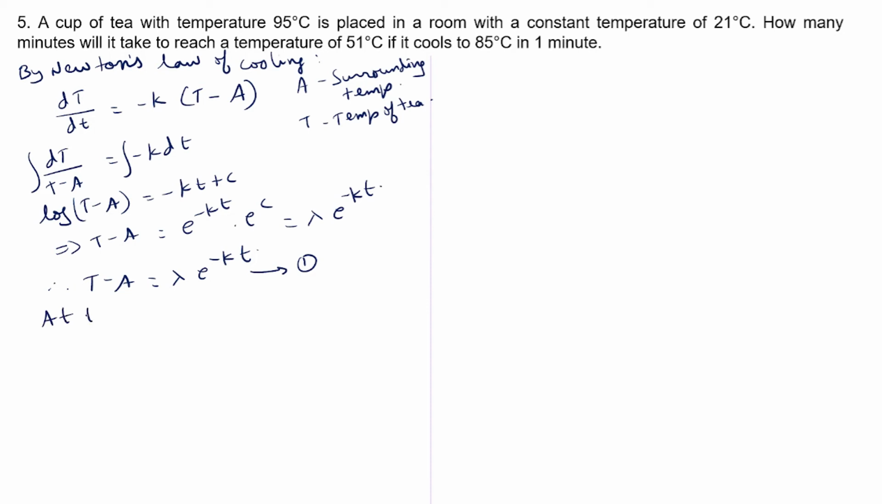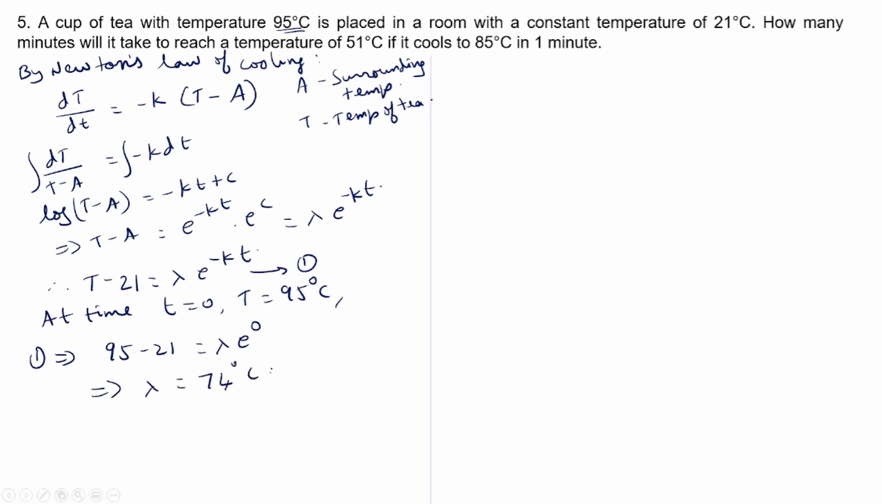Now at time t equal to 0, the temperature was 95 degrees Celsius, T equal to 95 degrees Celsius, and the surrounding room temperature is 21 degrees Celsius. So here we can write T minus 21 equal to lambda into e raised to minus kt. So if we substitute this in 1, we have 95 minus 21 equal to lambda into e raised to 0. Or from this we get lambda is equal to 74 degrees Celsius.